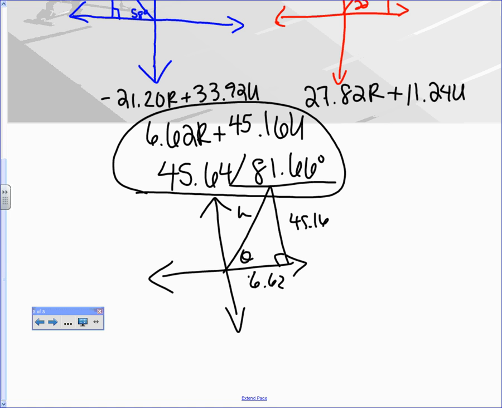Oh, someone didn't understand how to get the polar part. You find your H, which should be 45.64, I think. Let me make sure. Yeah. And then at 81.86 when you use your tangent. Any questions on that?